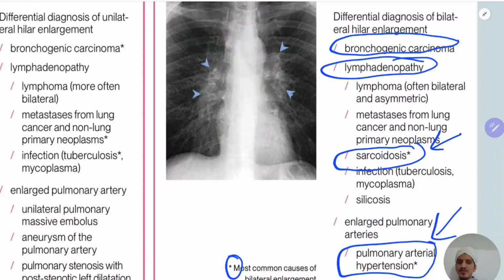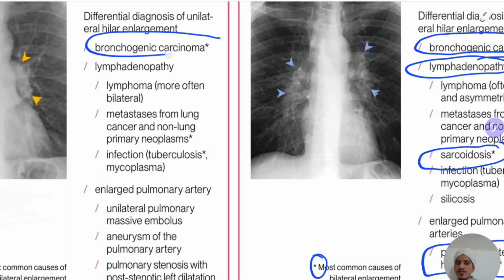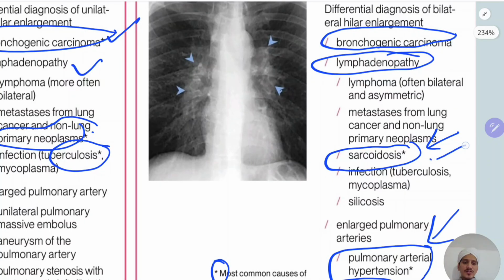And unilateral: bronchogenic carcinoma and primary non-lung primary neoplasms, tuberculosis. These three are the most common cause of unilateral hilar enlargement, lymphadenopathy mainly. So it is lymphadenopathy and carcinoma that are the most common. And here it is sarcoidosis and pulmonary arterial hypertension. These are the most common causes of bilateral hilar enlargement.